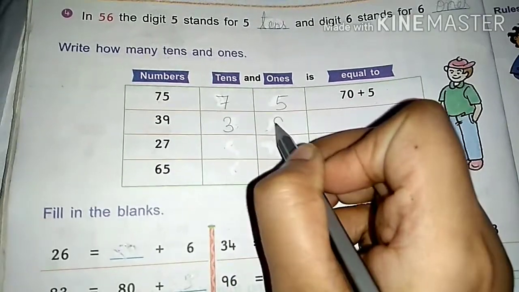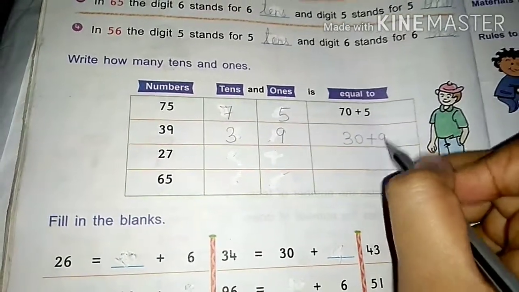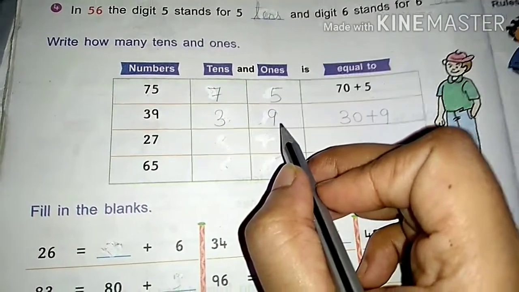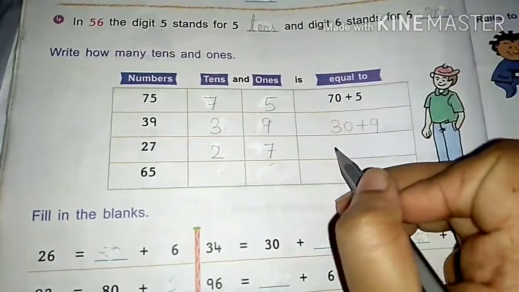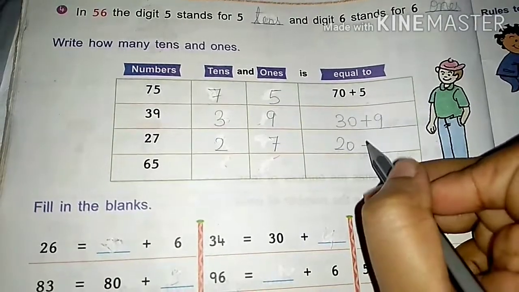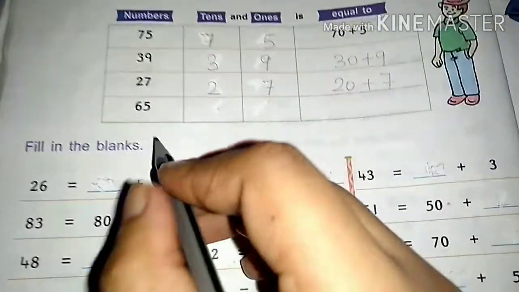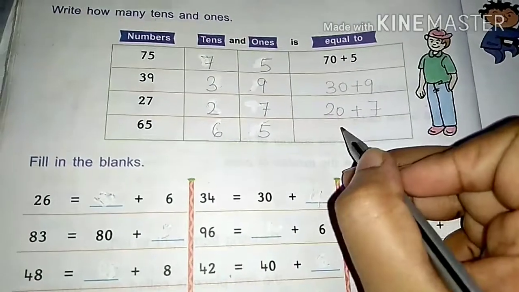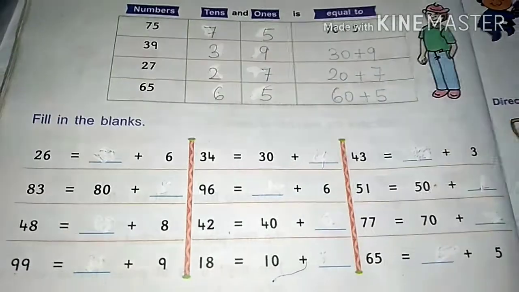See the next one, 39. 3 tens and 9 ones. So how will we write? 30 plus 9. 30 plus 9 is equal to 39. Next is 27. 2 tens and 7 ones. Together how will we write? 20 plus 7 is equal to 27. Next is 65. 6 tens and 5 ones. Together how will we write? 60 plus 5 is equal to 65.